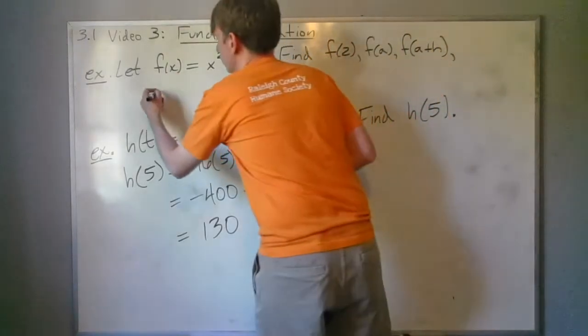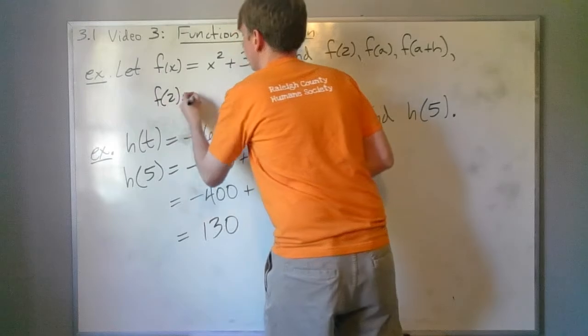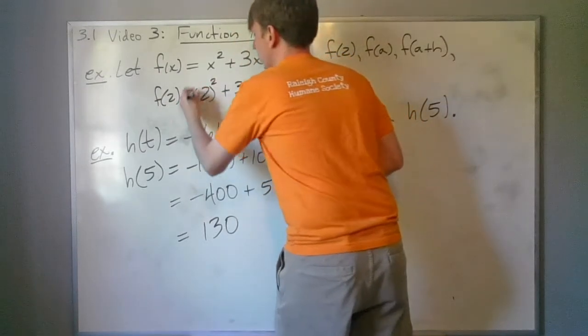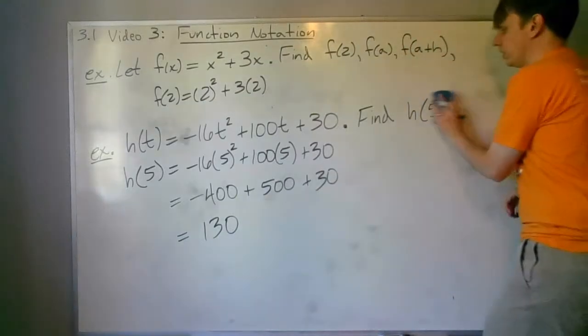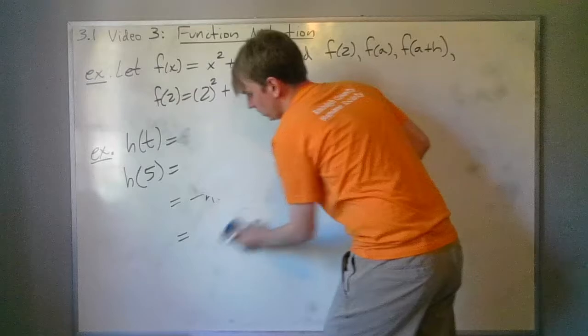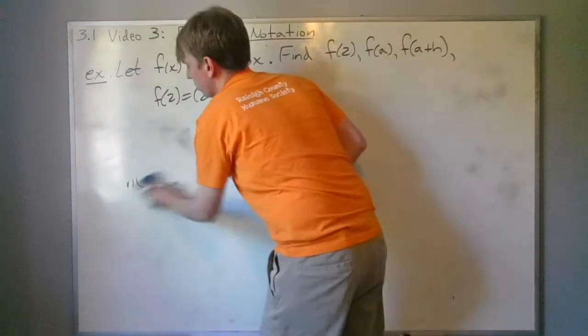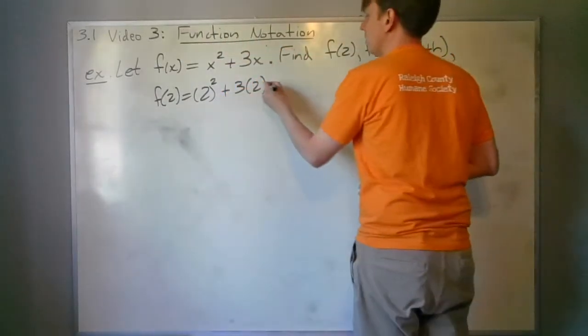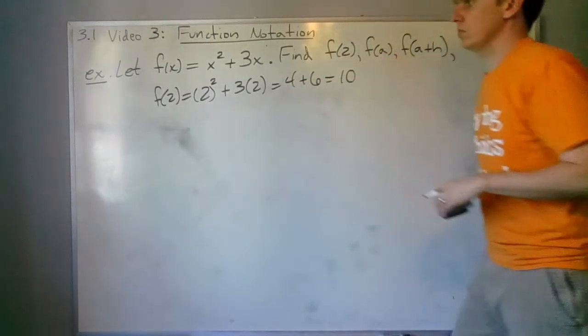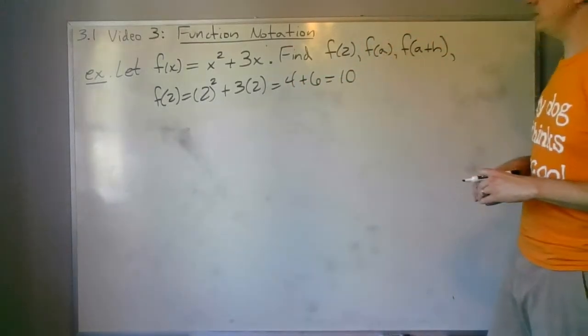So f of 2 would be 2 squared plus 3 times 2. I'm going to make sure to put all those in parentheses just so I don't forget to keep track of minus signs or something like that. And that seems to be a 4 plus 6, which is 10. Okay, so we got our answer to the first part.